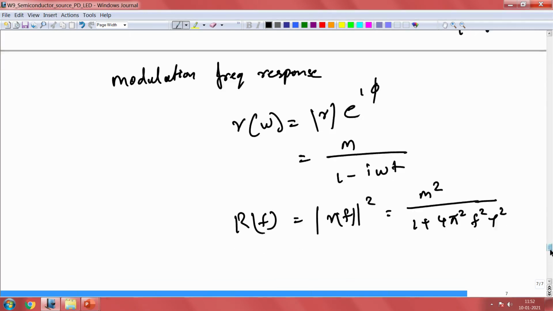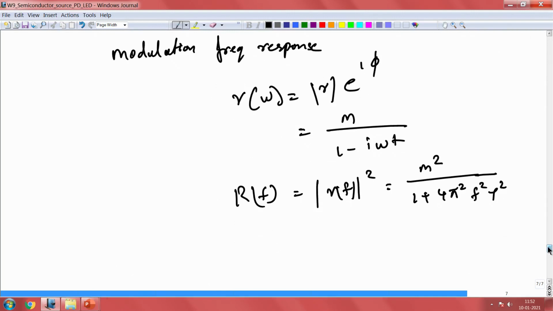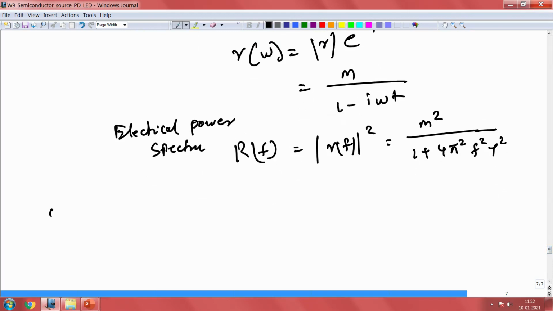So, this is the relation for the electrical power spectrum. The way that we do this measurement is by taking an LED and then running it through an AC, with various frequency. So, you will have a time varying field, and then you put a detector.